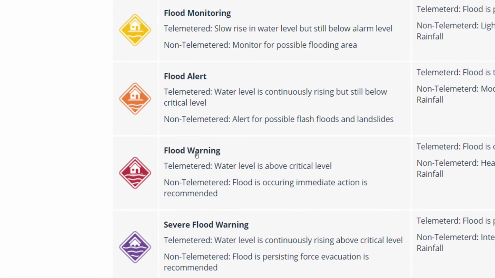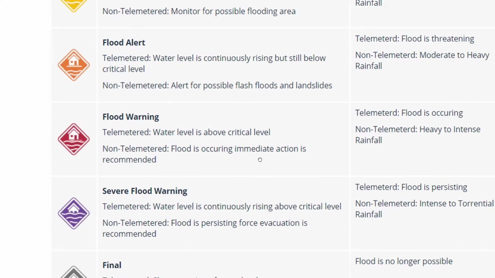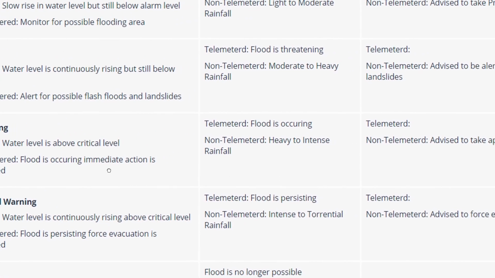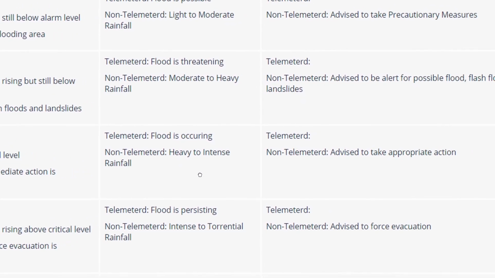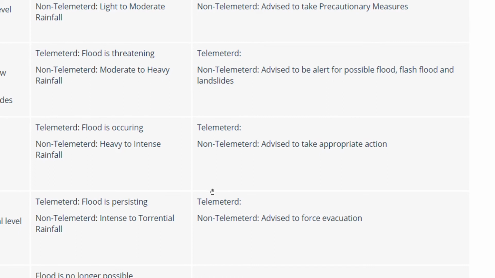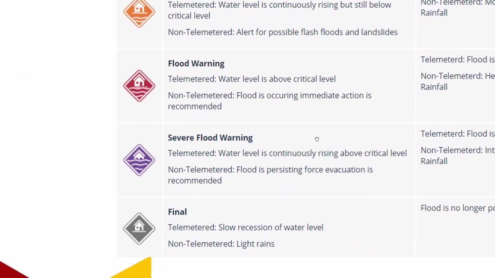Then we have the flood warning level, or red level, which means that the water level is above the critical level itself. Flood is occurring and immediate action is recommended. At this point, flood is occurring and there's heavy to intense rainfall. And it is advised to take the appropriate action, evacuate, and stay at our homes and prepare ourselves for the flood that is currently happening.